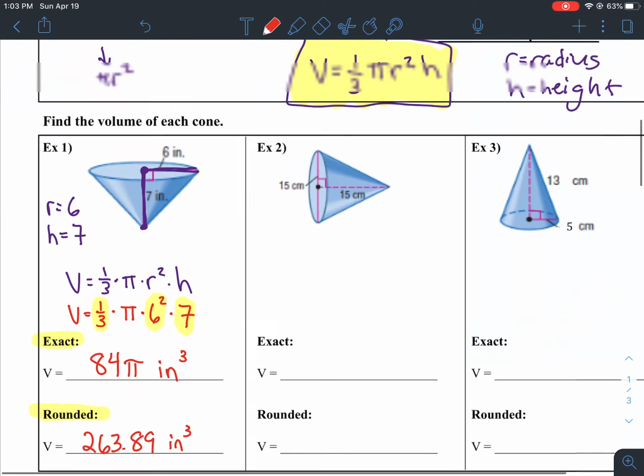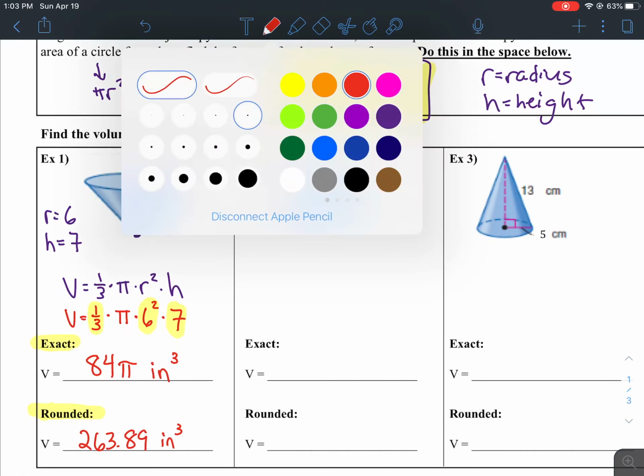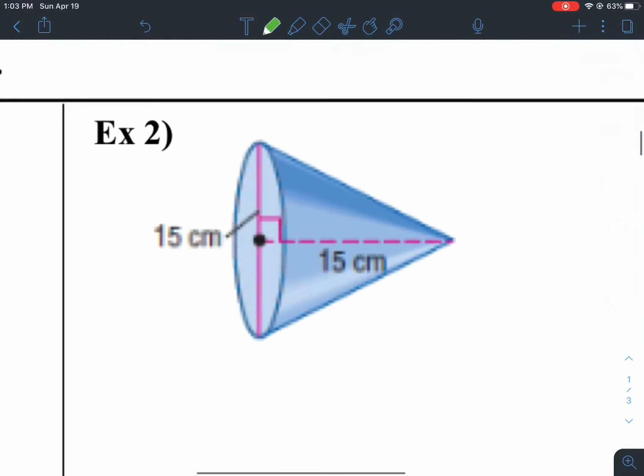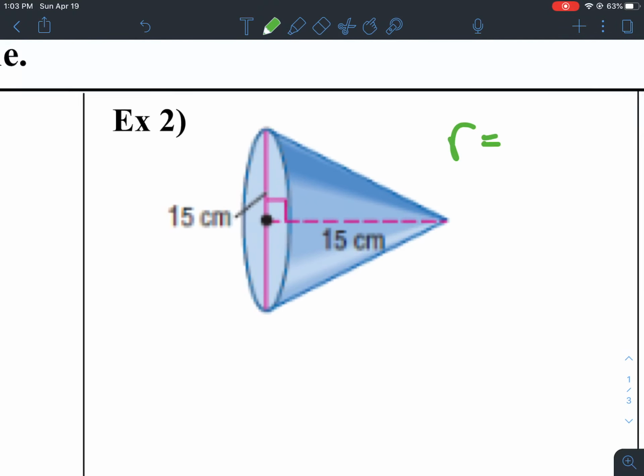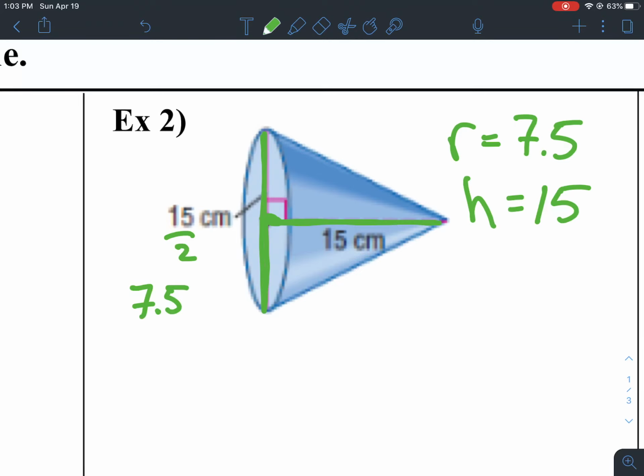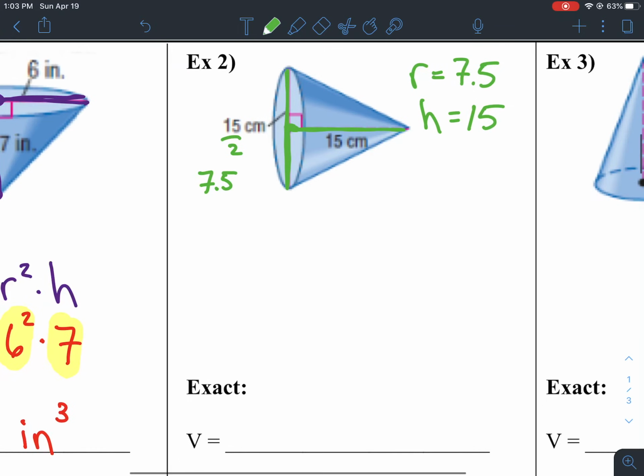Okay. When we look at our next example here, we can see we need two pieces of information. We need radius, we need height. The height is right here, 15. And be careful about your radius. Okay, it's telling us this whole segment is 15 centimeters. So we want to divide that by 2 to get 7.5. That's the radius. The radius is 7.5.